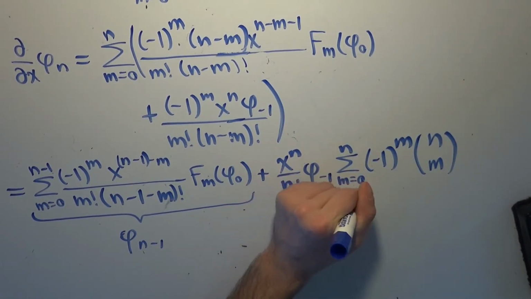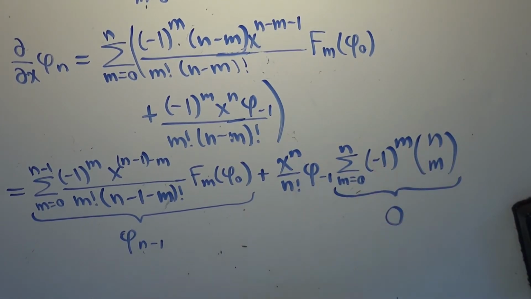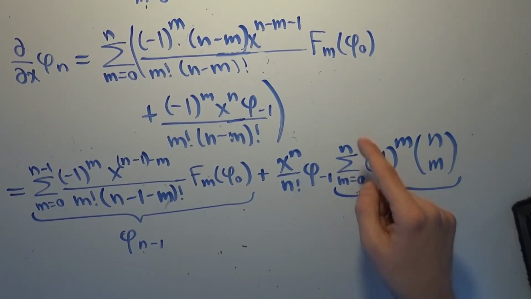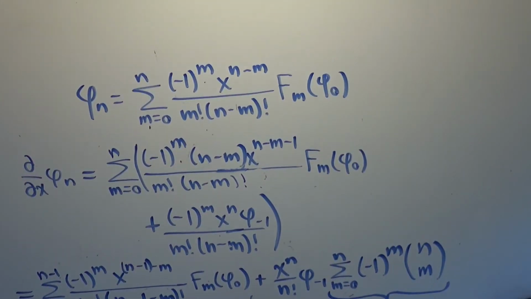That means that this thing has to be 0, and essentially what this is saying is it's an alternating sum over all of the binomial coefficients of degree n. So they go from 0 to n. And it turns out that this sum is in fact equal to 0, and so all of this goes away, and we are simply left with phi n minus 1. So that finally proves that the formula that we have is in fact correct.